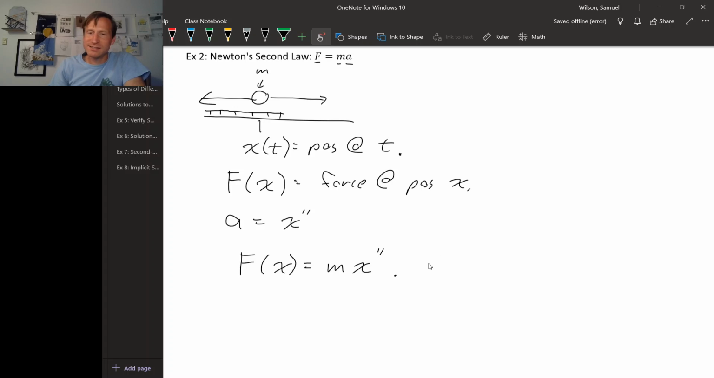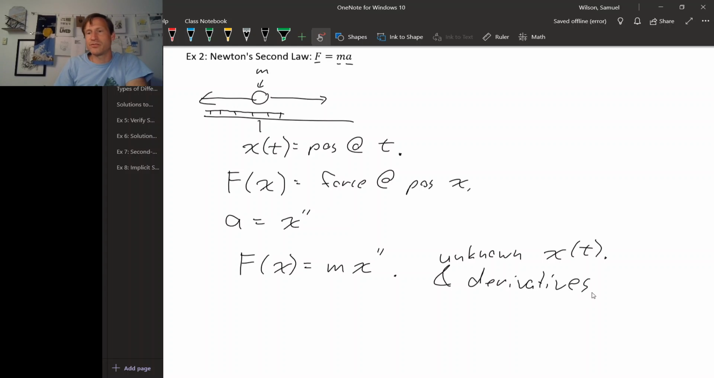And so again, in this situation, we have an unknown function x of t and its derivatives. In this case, just its second derivative. And again, that's what makes this a differential equation. There's an unknown function, and the equation relates the unknown function and its derivatives.